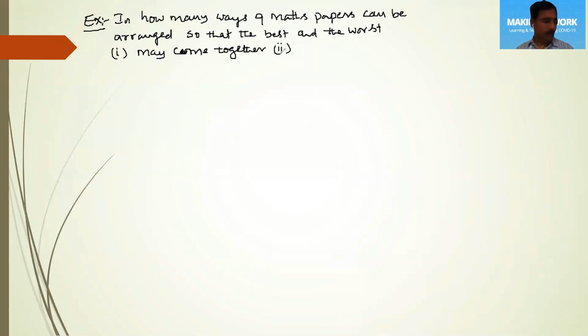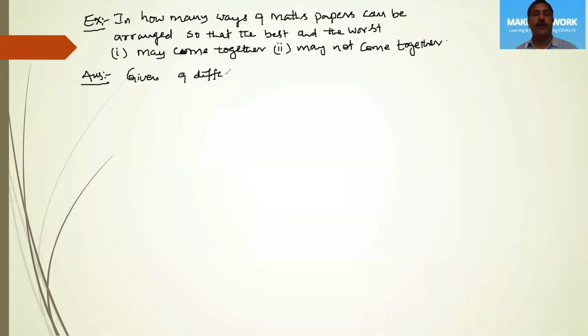And second question in this may not come together. This is the question. Now it is very interesting. And answer. So how many papers are given? 9 papers. Given 9 maths papers of different students. That means they are different.